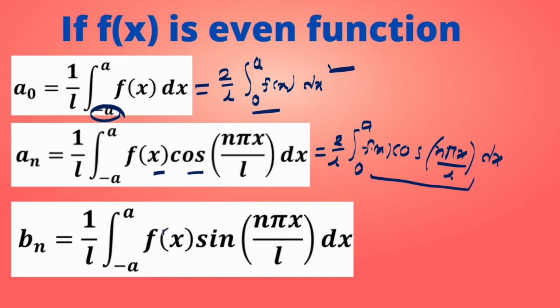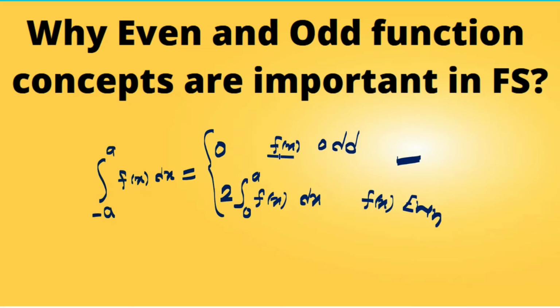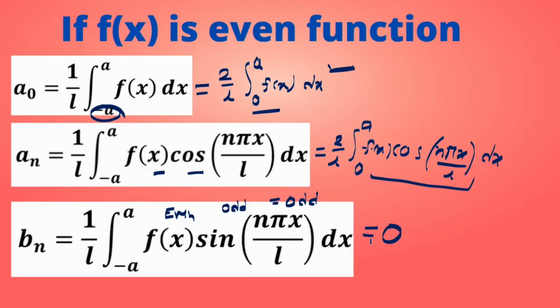Now what about the bn? Here f of x is our even function, sine is our odd function, and the product of even into odd is odd. That means the function contained inside this integral is an odd function, and the integral from minus a to a of an odd function is 0. We just discussed that if the function is odd, then we get the integration 0. So here this bn is 0.